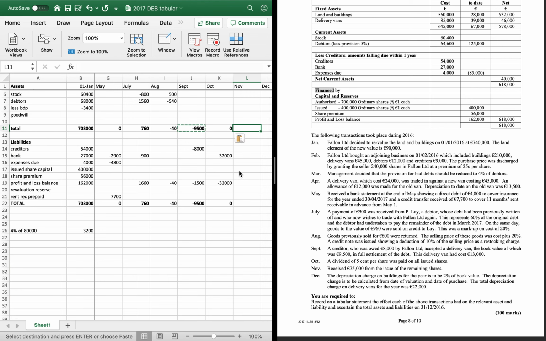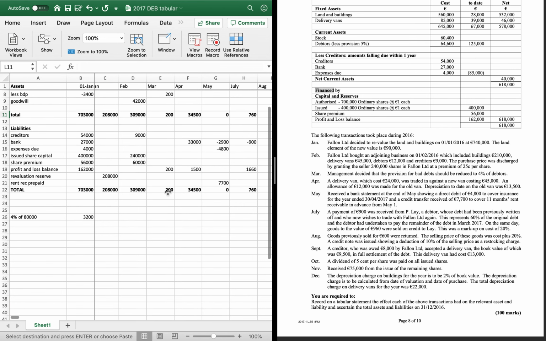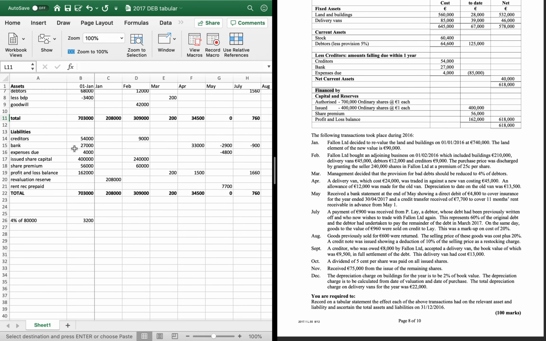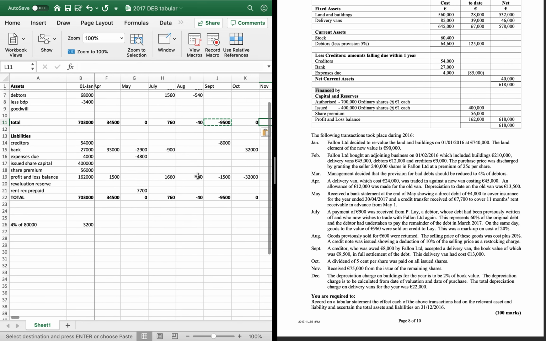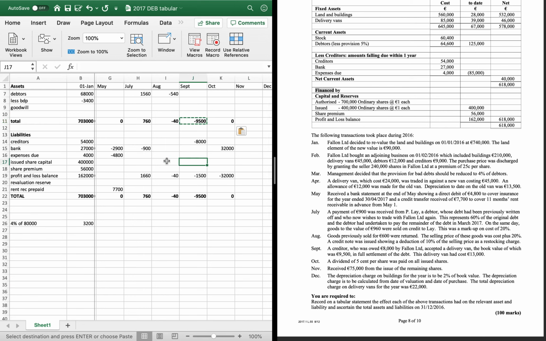November, some people get a little bit confused with this. This is quite straightforward. We received 75,000 from the issue of the remaining shares. So we have to know how many more shares we have if it's the remaining shares. So we have issued 640,000. We're allowed to issue 700,000. So we have 60,000 shares left to sell. So our shares cannot go above 700,000. So in November, our shares can only go up by that 60,000 euros.